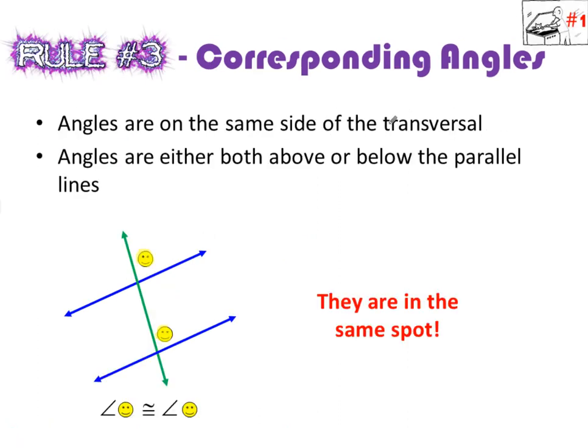Corresponding angles are angles that are on the same side of the transversal. This is the transversal, this green line, and they are both either above or below the parallel lines. So these two are on the right side of the transversal and they're both above this blue parallel line. They're in the same spot.